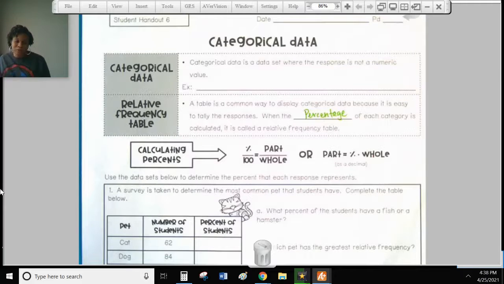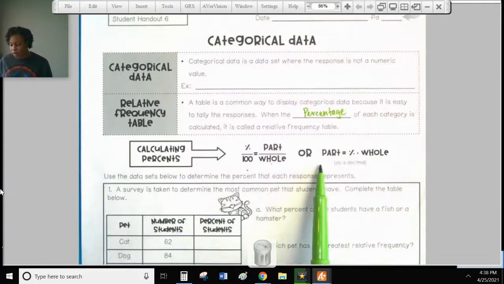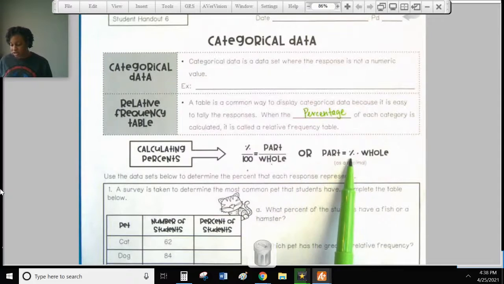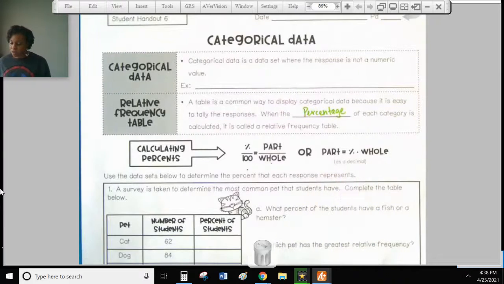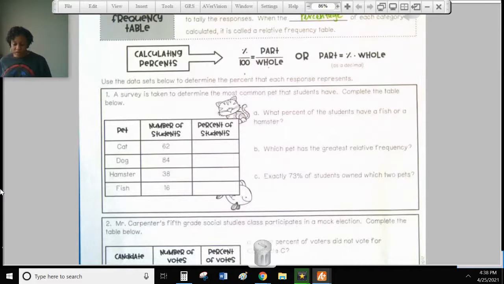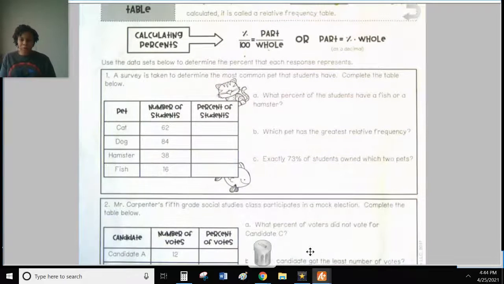Well, how do we calculate percentage? Well, we already know this, right? Here you see our percent proportion. Part over whole is equal to percent over 100, or the part is equal to the percentage times the whole, as a decimal, okay? So if I multiply my percent times my whole, I can get my parts. So we want to use the knowledge that we already have to answer some questions and look at categorical data and relative frequency. So let's look at example 1.